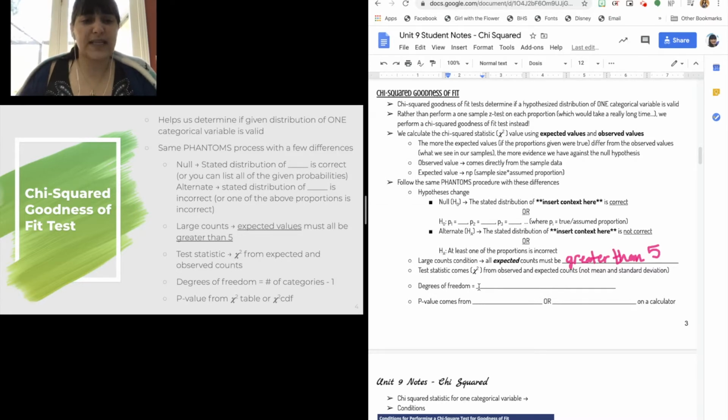Your degrees of freedom here is the number of categories minus 1. So like in the M&M example, there are 6 colors of M&Ms, so degrees of freedom would be 6 minus 1, which is 5.